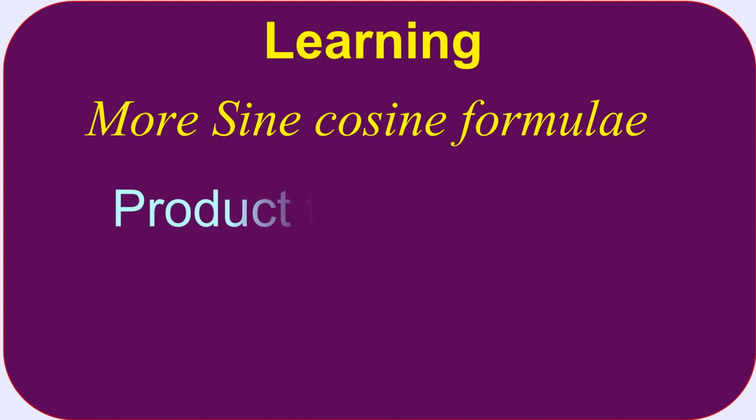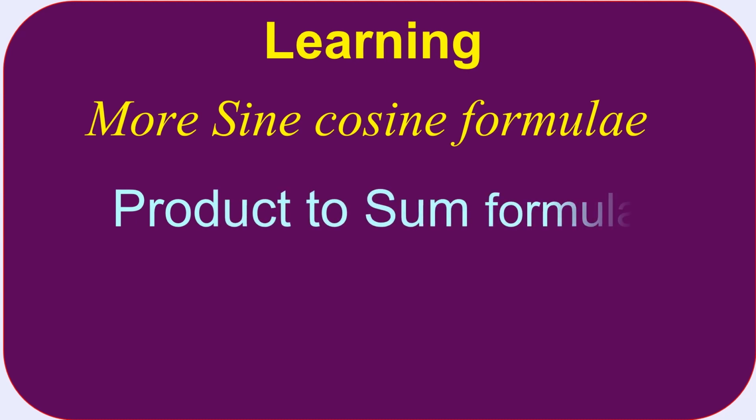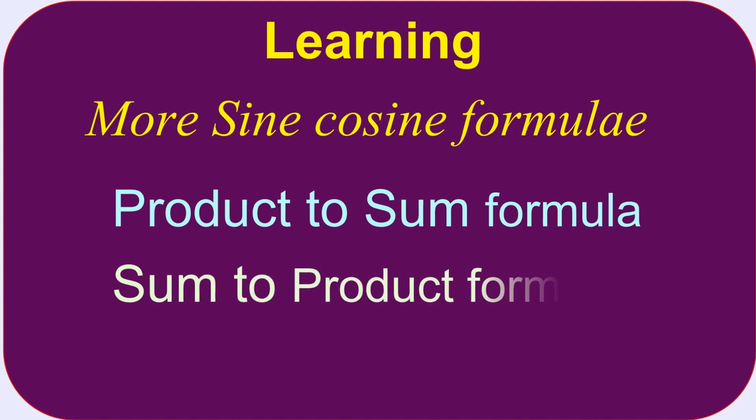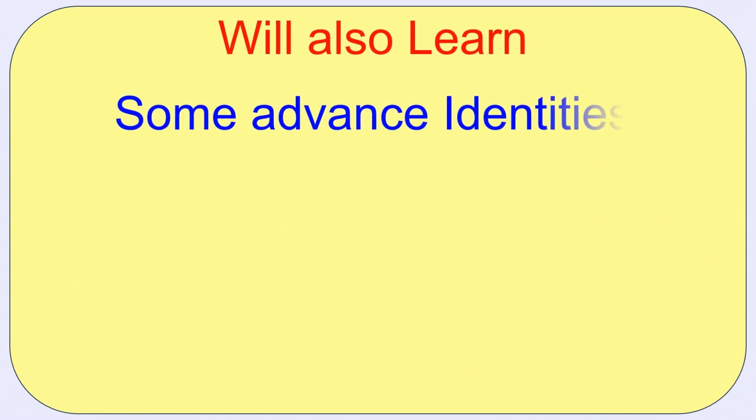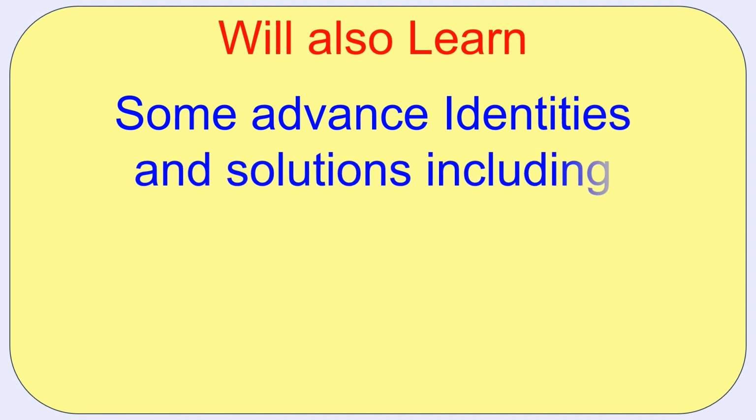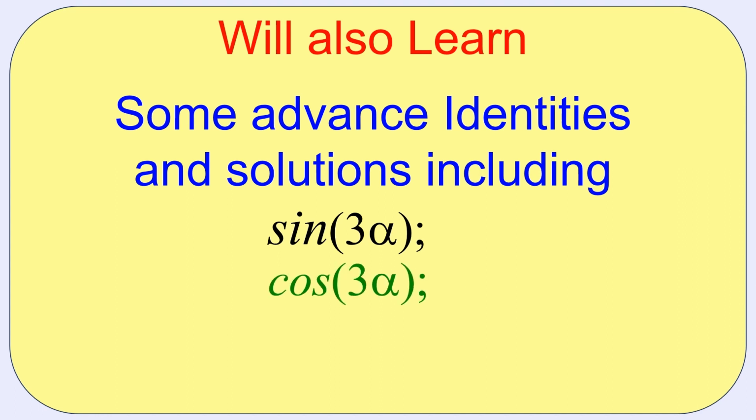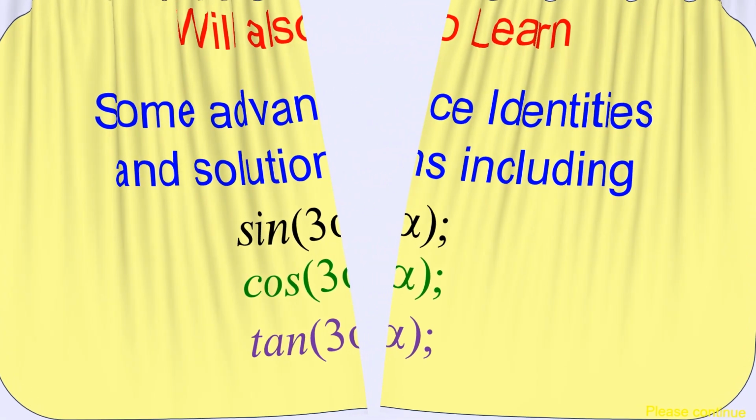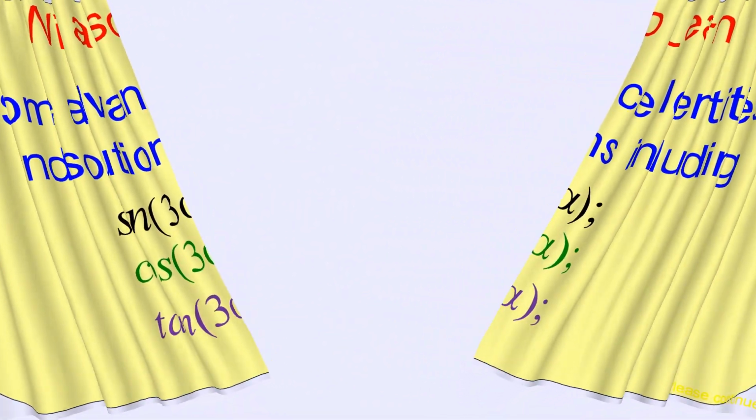We will be learning more sine cosine formulae, product to sum formulae, sum to product formulae. We will also be learning some advanced identities and solutions. We will derive the sine, cosine, and tangent formula for triple angle, that is, sine of 3 alpha, cosine of 3 alpha, and tangent of 3 alpha.